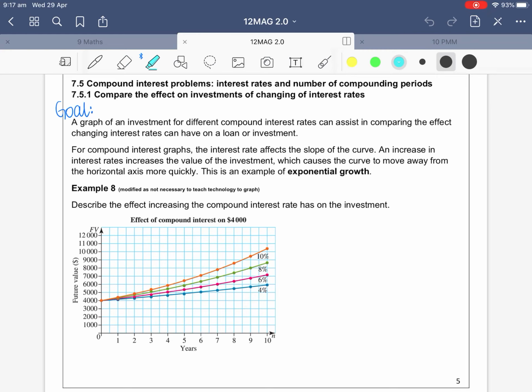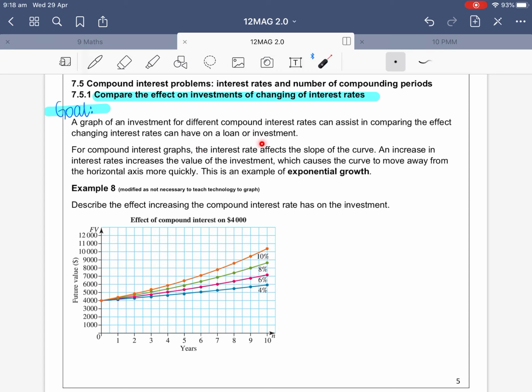Hey everyone, welcome to week 3 where we're going to do chapter 7.5, which is basically just compound interest. So we're just going to backpedal really quickly. Our goal today is to compare the effect on investments of changing interest rates. We're going to have a look at some graphs today, and we're also going to be rearranging our compound interest formula to find principal values, interest values, and actual N for compounding periods as well. So let's get into it.